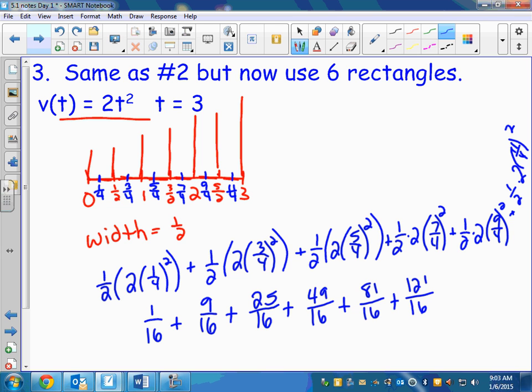1/16 plus 9/16 plus 25/16 and so on, up to 121 over 16. Yeah, okay, we'll do both. So I got 17.875. Is that what you said, Philip?